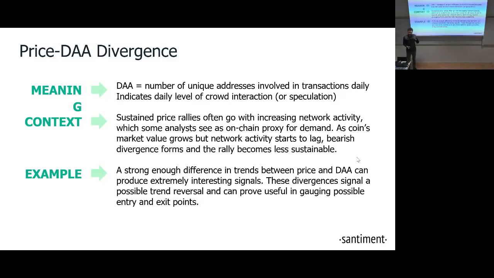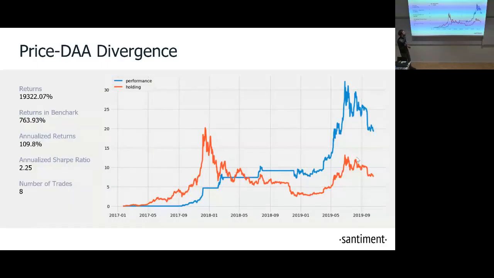And then the vice versa also applies. When you see periods of price depreciation for a coin, but a sustained uptick in its daily active addresses and on-chain activity, that also seems to point to a bullish divergence, where the network seems a little bit undervalued relative to the amount of activity and the amount of network effect it is currently accruing for itself.